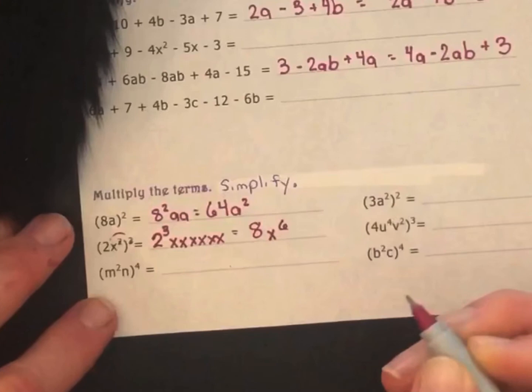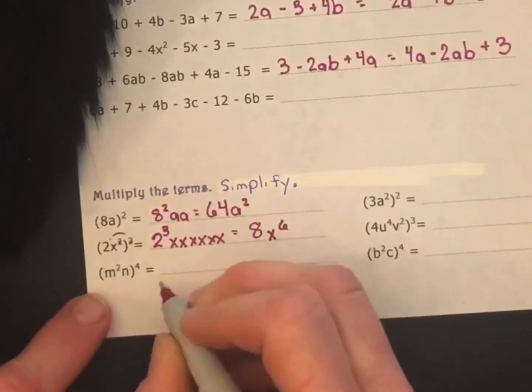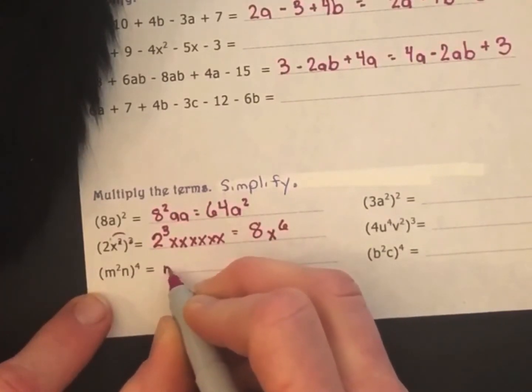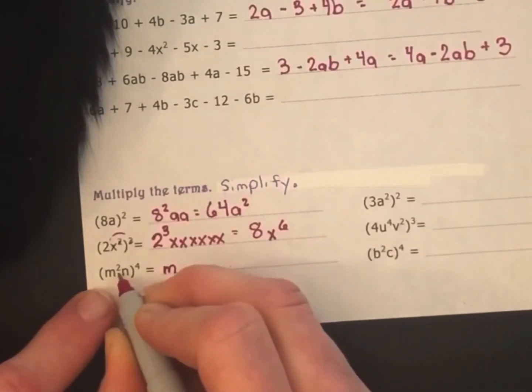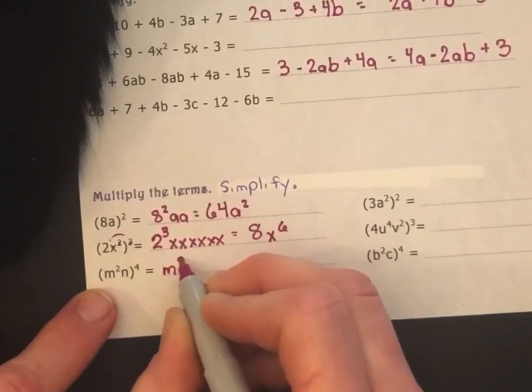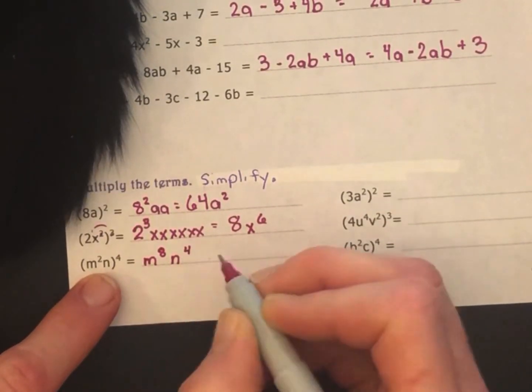Shall we continue? You have m squared times n all to the 4th power. You have m squared 4 times. That's m times m times m times m times m times m times m times m, which is m to the 8th power. And then you have n to the 4th power. And you're finished. Go ahead and finish the rest of this page. You've got plenty of examples to go by. All the work that you need to do needs to be similar to what we did in the examples.